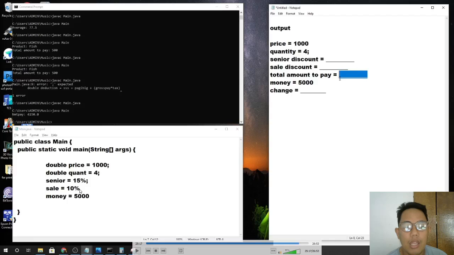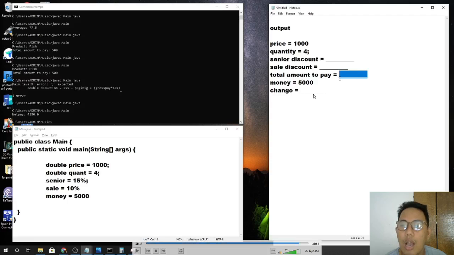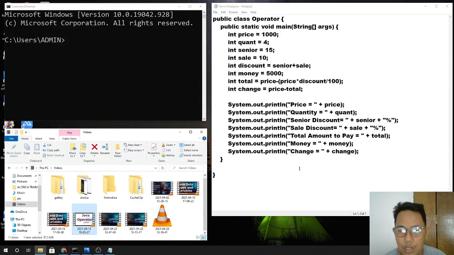Also, on that same day, they actually have a sale, all right? A 10% sale on top of your total amount, so there will be a deduction of 10% of the total amount. And let's say the amount of money of the customer is 5,000. Let's check how much is the change, right? So how much is the senior discount? How much is the sale discount? How much is the total amount to pay? And if the customer is having 5,000, how much is the change, right? So let's go ahead and answer that.